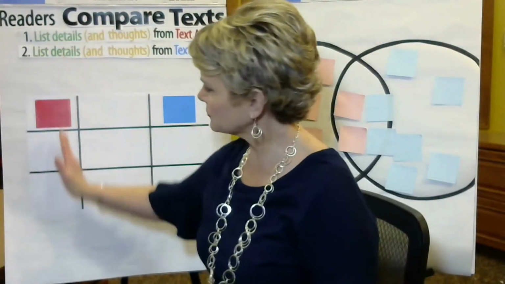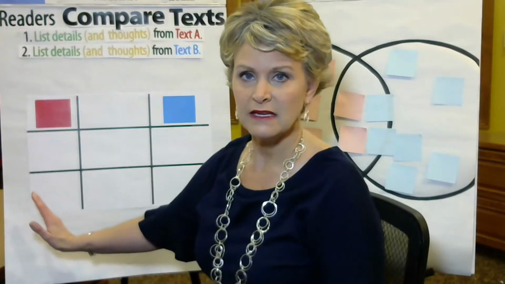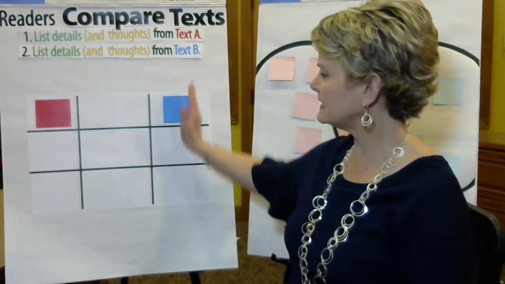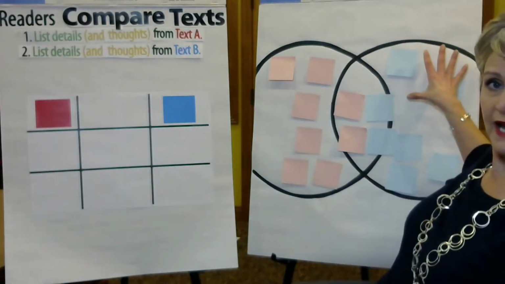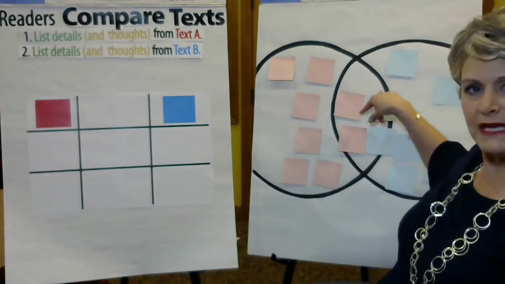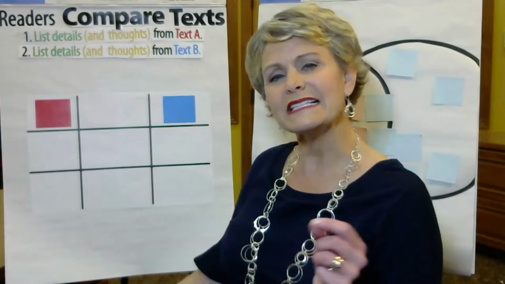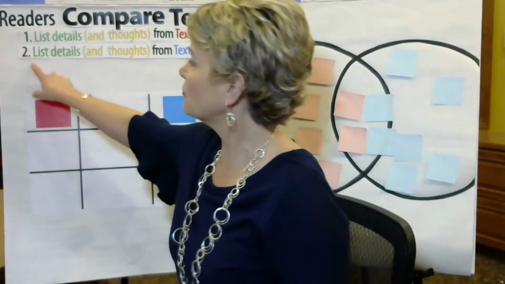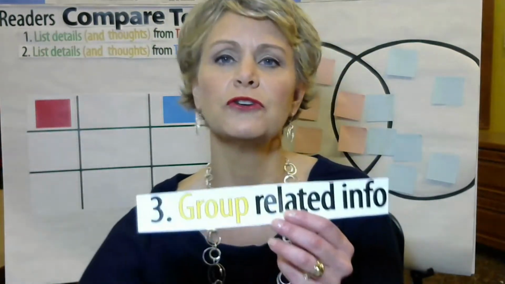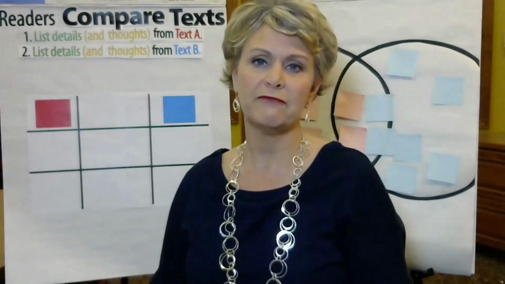You still have text or topic A here, okay? You still have text or topic B details here. That's exactly the same. Left side, right side. But the difference is how we use the middle. The middle in the T chart is the secret weapon. It's the secret ingredient. It's also step 3 in the comparative process. It's how you're going to group the information.